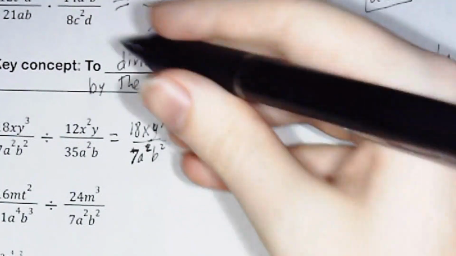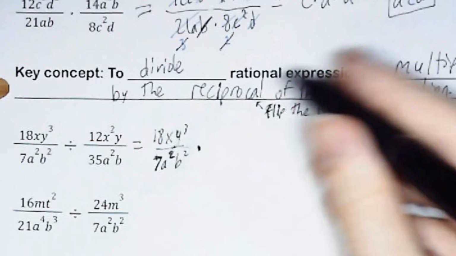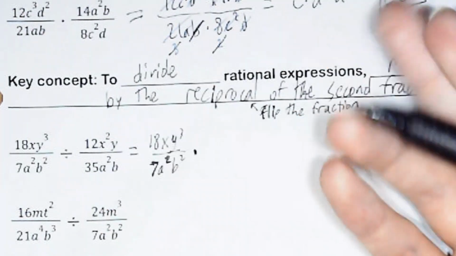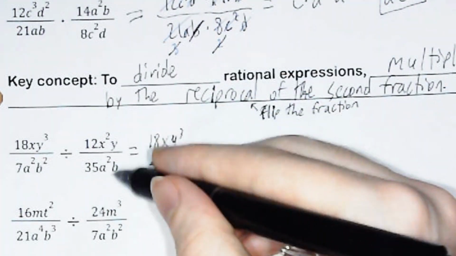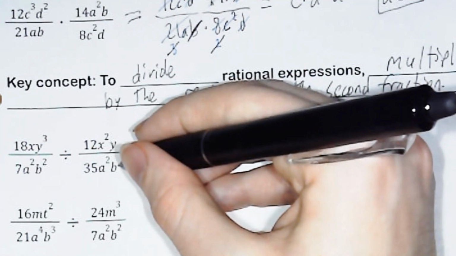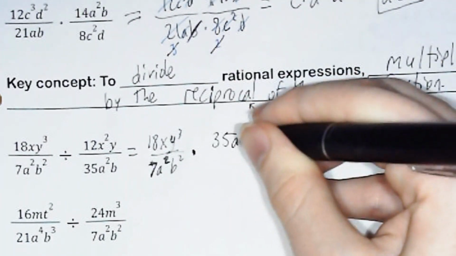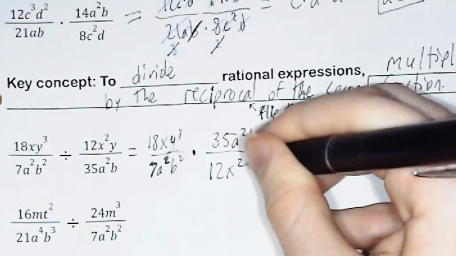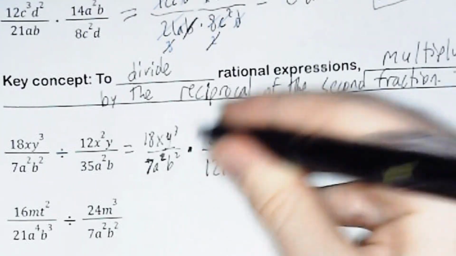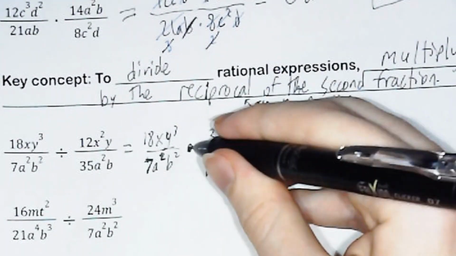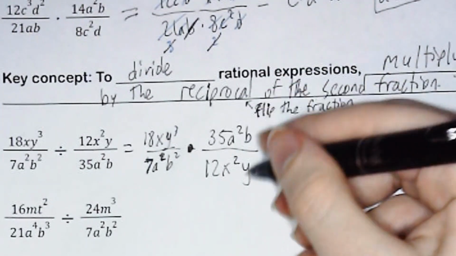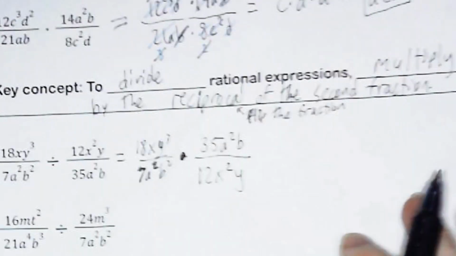So, we've got our first fraction the same. Now this is the part where we multiply by the reciprocal of the second fraction. So we're going to take the second fraction here and flip it. The numerator and the denominator swap places. And we get, instead of 12x squared y over 35a squared b, 35a squared b over 12x squared y. And now we do the same reduction process as before because the division sign has been replaced with a multiplication sign. So in order to turn a division problem into a multiplication problem, you flip the second fraction and then change the division sign to a multiplication sign.